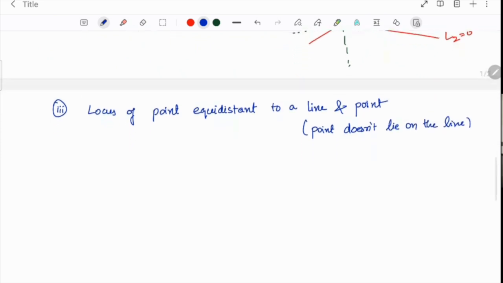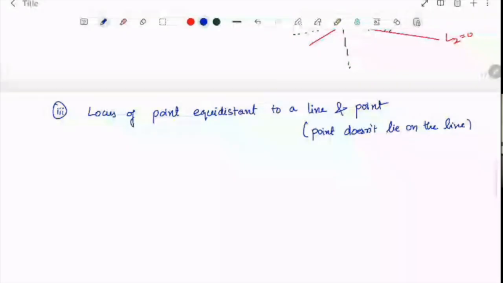Then what would be the locus in this case? Line is there, point is there, point is not lying on the line. I need the collection of points whose distance to this fixed point and this fixed line are the same. This is what they're asking. These two are the same. And the collection of such points will be what?